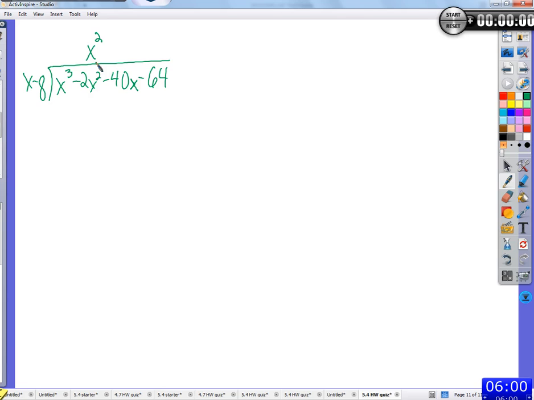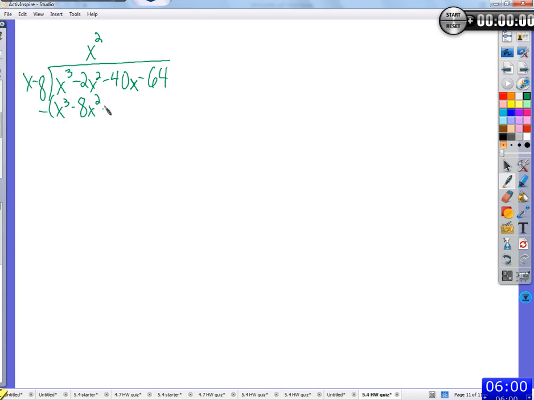But now what happens when we multiply it through by x and negative 8? X squared times x is x cubed. X squared times negative 8 is negative 8x squared. So that is not what we want, right? What do we want? Negative 2x squared, but we got negative 8x squared. So we're off by quite a bit.